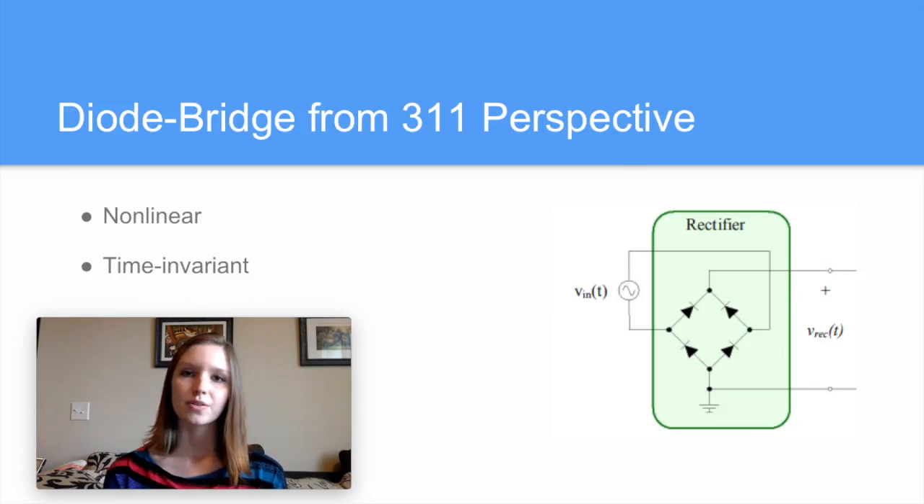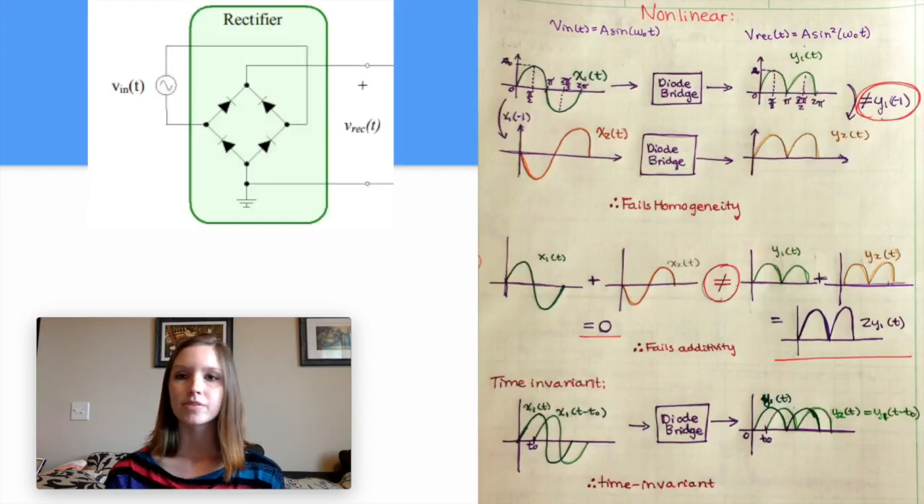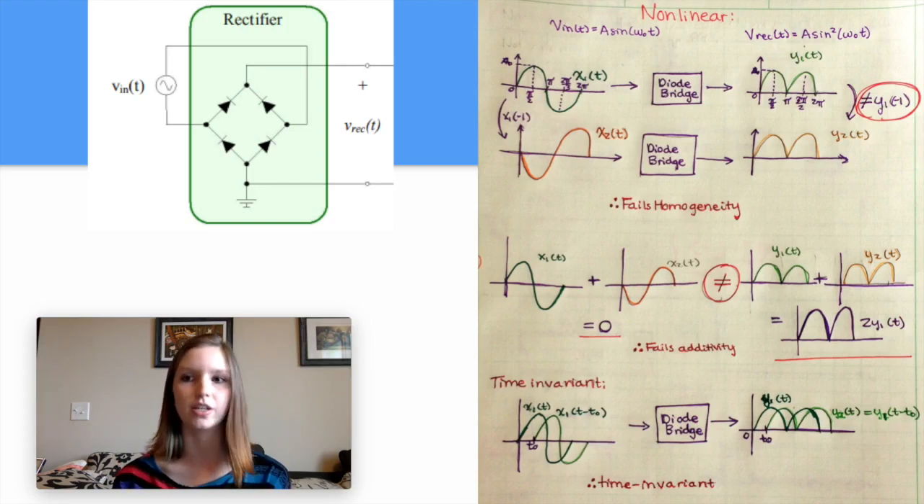So the diode bridge from the 311 perspective will show us if it is nonlinear and time invariant, and it turns out that it is nonlinear and time invariant. Looking at the math, we have a sinusoidal input wave and a sine squared output. When we do x1 with t equals -1, we get the inverse in orange for x2 of t. When we put that into the circuit, we do not get the inverse of y1 of t. We end up getting almost the same thing as y1 of t. So it fails the test of homogeneity.